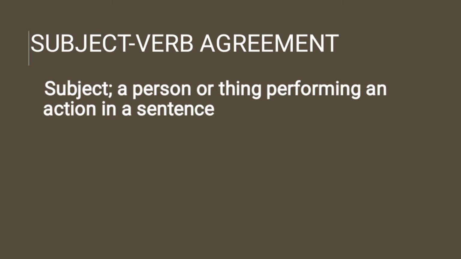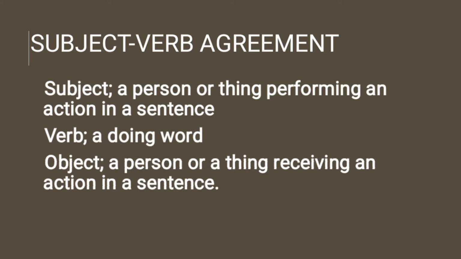The first one is the subject. What is a subject, students? A subject is a person or a thing performing an action in a sentence. What is a verb? A verb is a doing word. We have said the subject is performing an action. So that action that is being performed by the subject is what we refer to as the verb. Hence, a verb can also be defined as an action word. Simple as that.